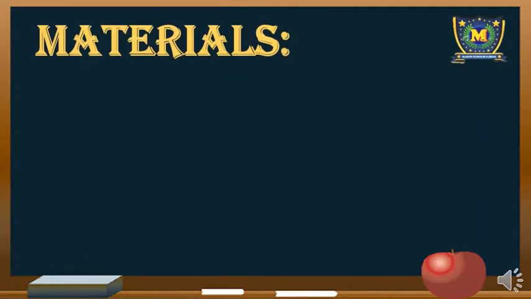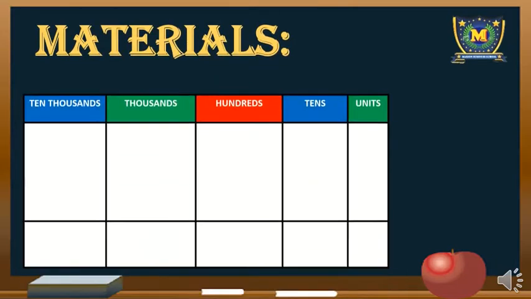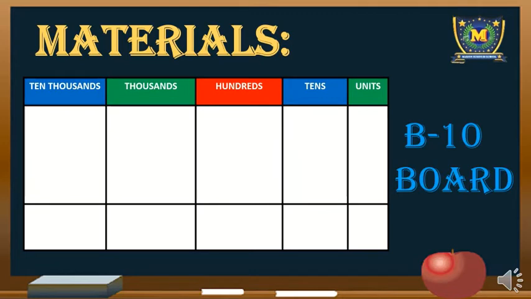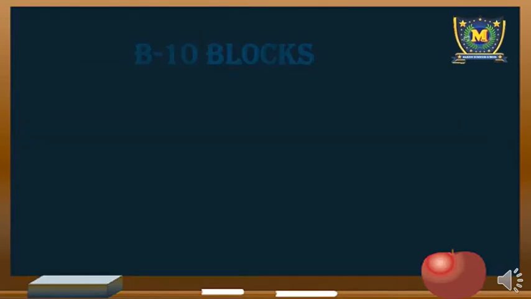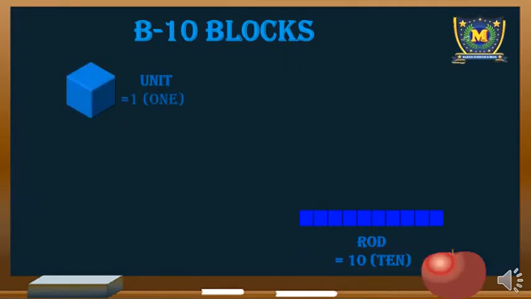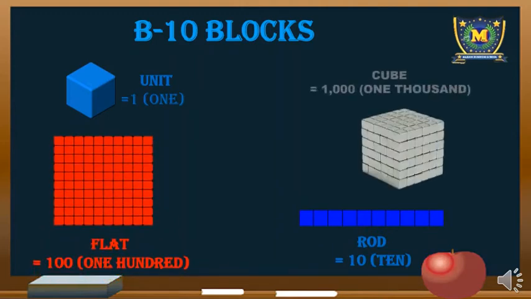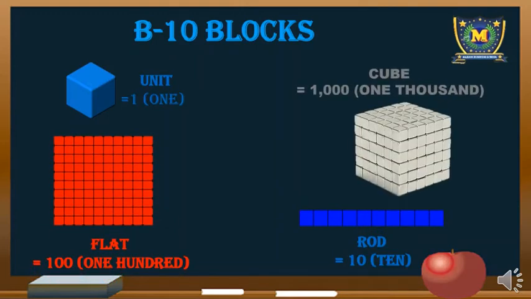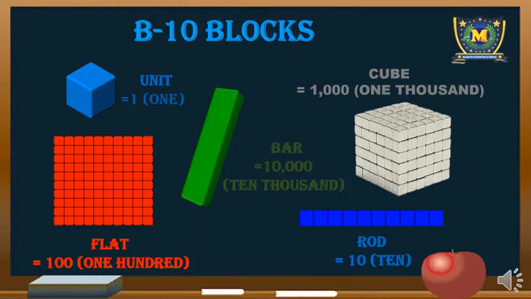Now, here are the materials for this lesson. We need this beaten board, and as you can see, we add another place value, which is 10,000s, and we also need the beaten blocks. We already met the unit, the rod, the flat, and the cube, and this time we will meet a new block, and it is the bar. One bar is equal to 10,000. Again, one bar is equal to 10,000.